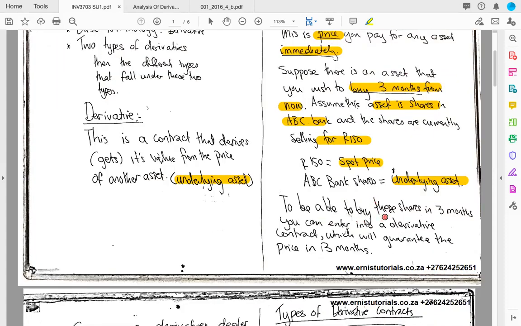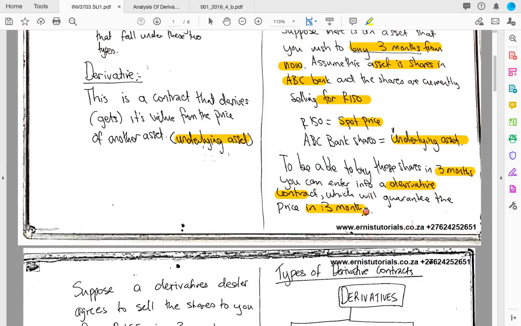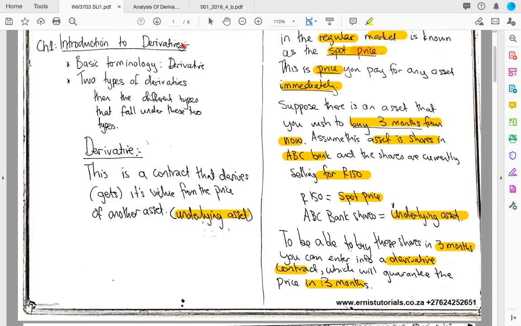So to be able to buy these 3 shares in 3 months' time, you can enter into what we call a derivative contract, which will guarantee the price which you'll pay for the shares in 3 months, okay? So this is where the name derivative comes from. A derivative is simply a contract that guarantees the price at which you can buy or sell a share at sometime in the future. That's the idea behind a derivative.